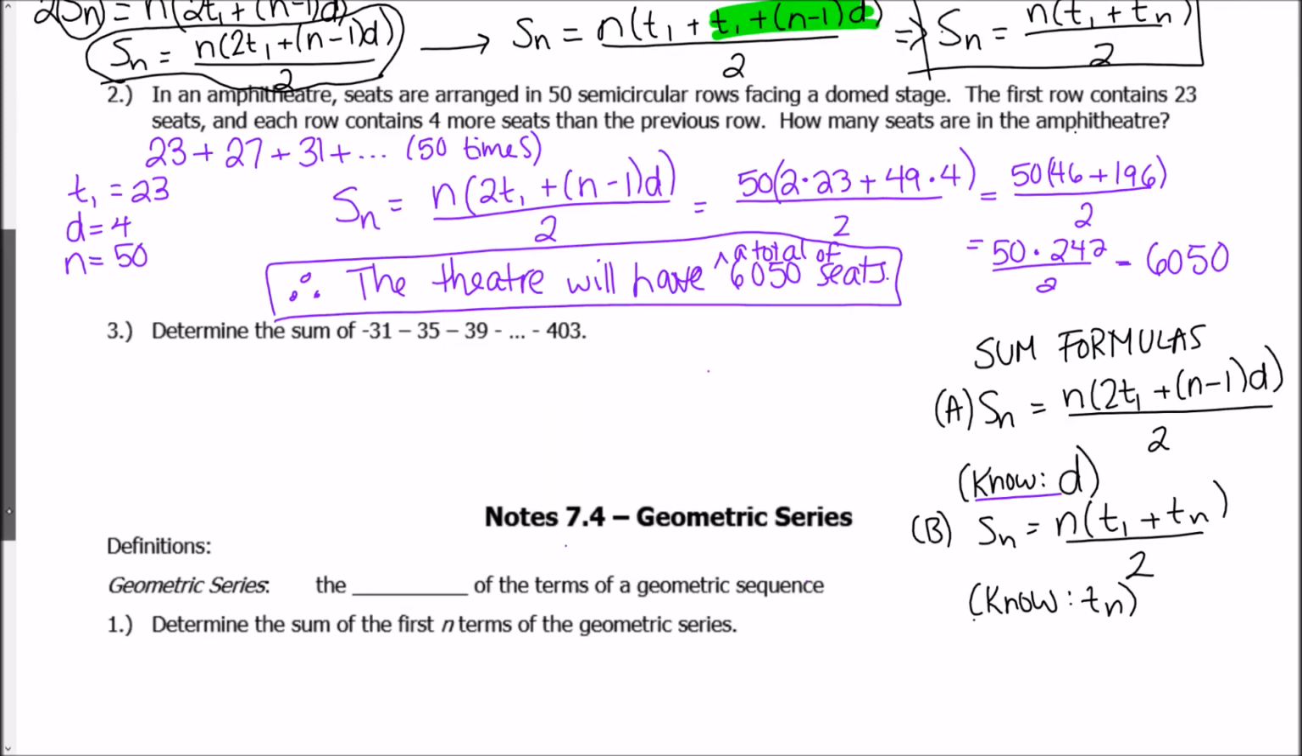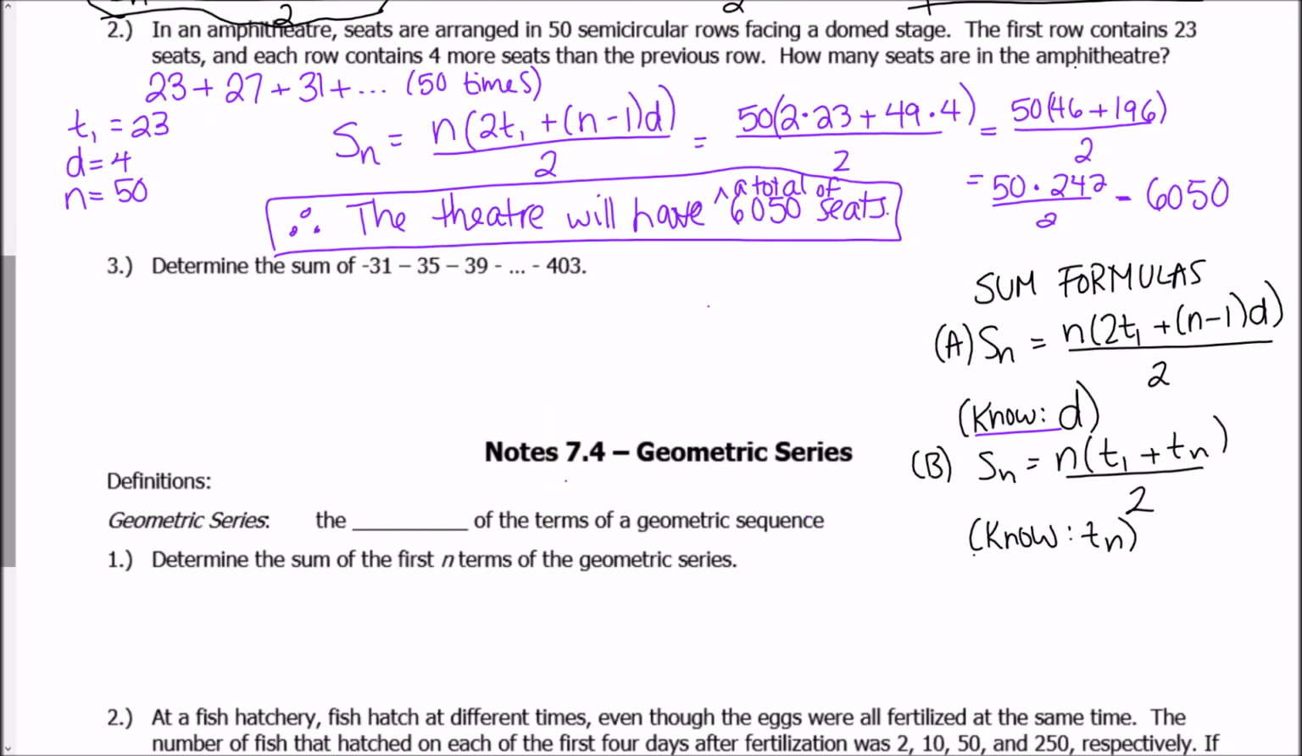All right, lastly, number 3, determine the sum of this information right here. So let's again identify what we know. We know t sub 1 is negative 31. We also know d is negative 4 because it's going down by 4 every single time. But at this point, we don't know what n is.